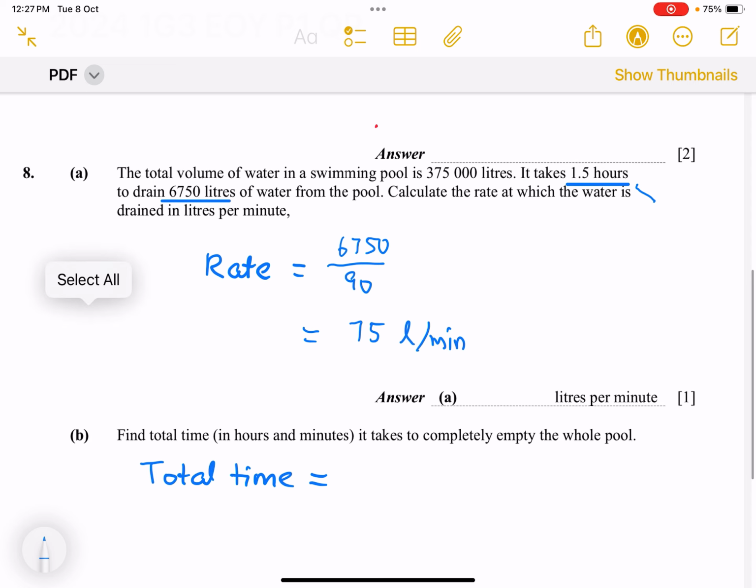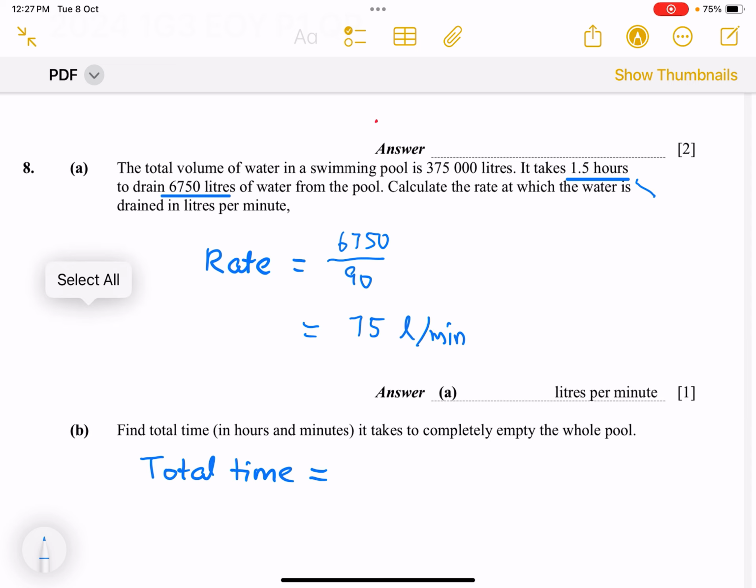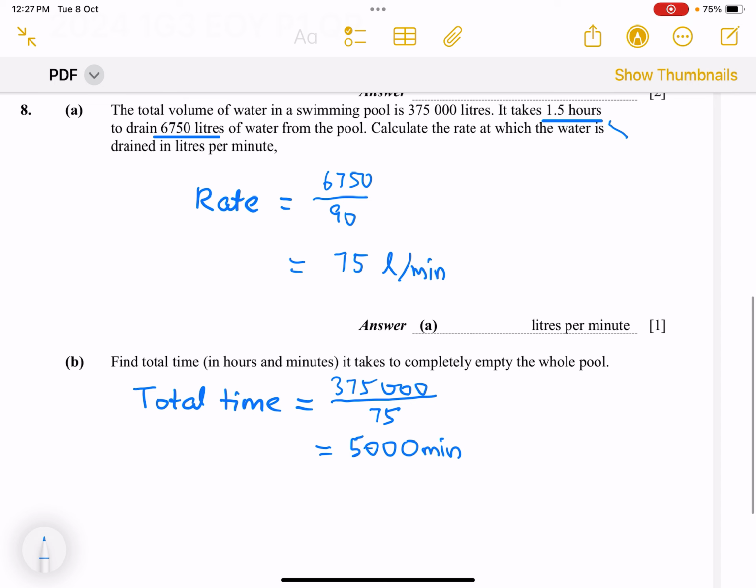And the total time taken is: 375,000 liters, and the rate is 75 liters per minute. So we divide by 75 to give us 5,000 minutes, which has to be converted to hours and minutes, which is 83 hours and 20 minutes.